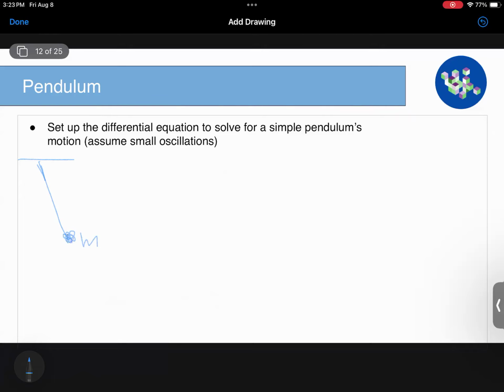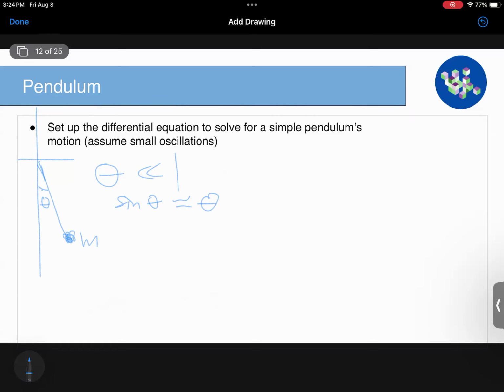I have mass m, and then we're saying that this angle over here, this angle theta, is pretty small, so it's much less than one. Usually we say it's less than, I think, 20 degrees, something like that. Basically we're assuming that theta is a small angle, so that sine theta is around theta. Okay. And under these conditions, let's set up the differential equation to solve for its motion.